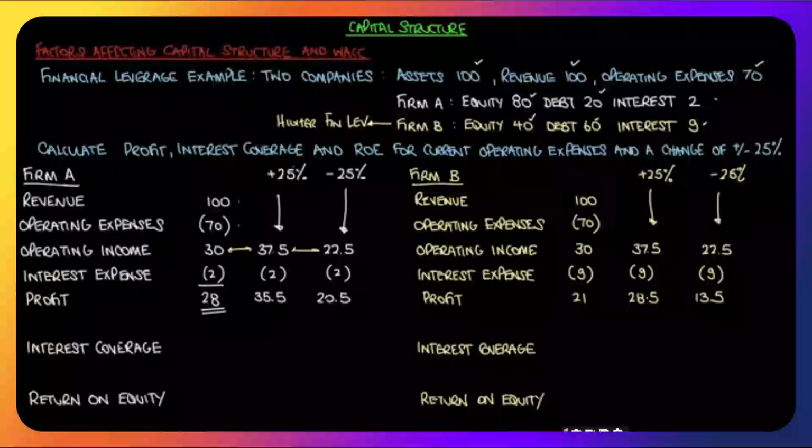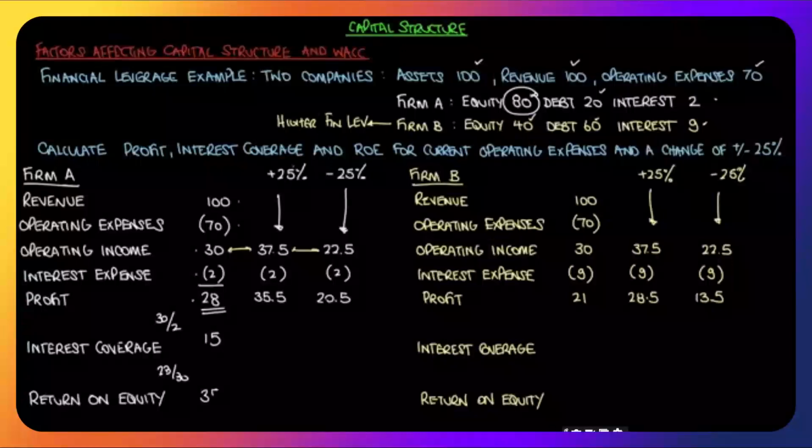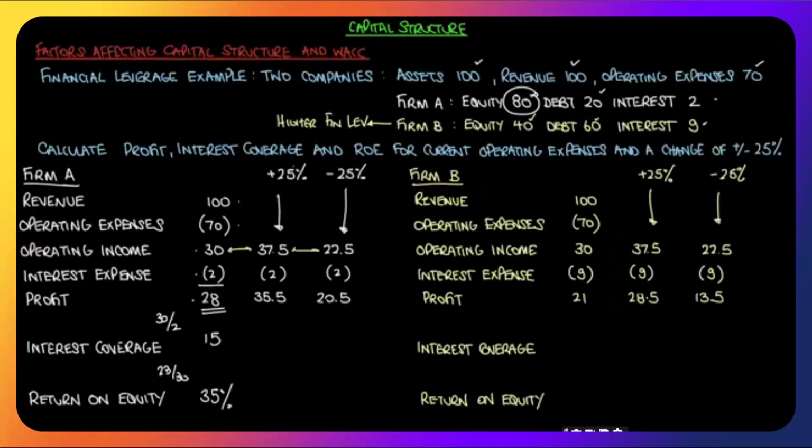Well, given the only figure I have to use is interest expense, that's what I'll use. Interest coverage in this first case is going to be 2 divided by, no, it's not, is it? What have I got to pay that interest? Operating income of 30 divided by 2, 15. Return on equity, my profit was 28. My equity is 80. So 28 over 80, 35%. Again, we're just rounding.